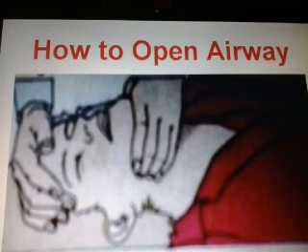Also, foreign bodies like solid food particles or some type of dentures may also block the airway, and all these cause the casualty difficulty in breathing and nausea.